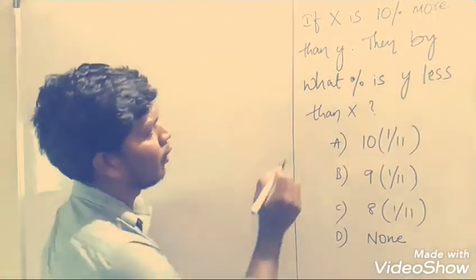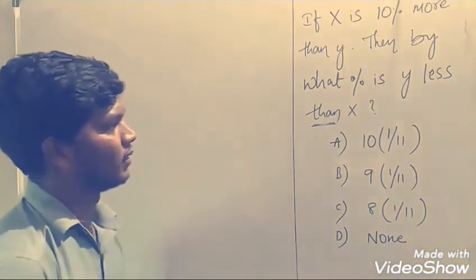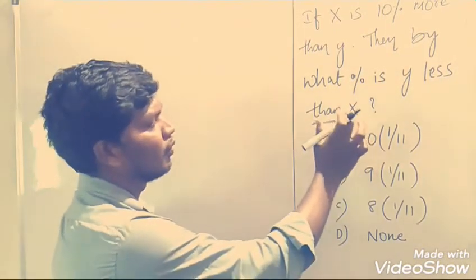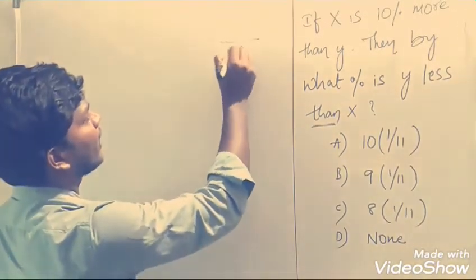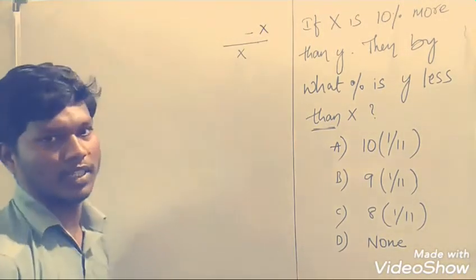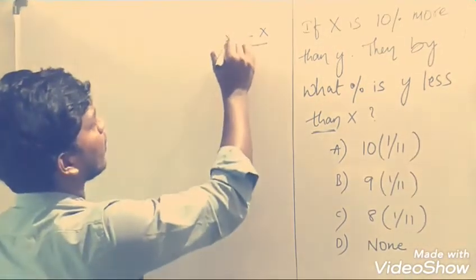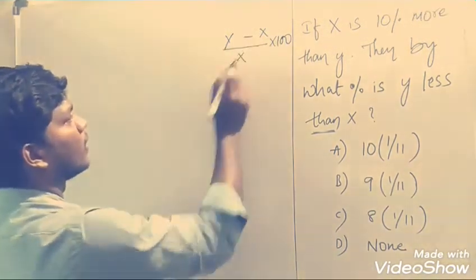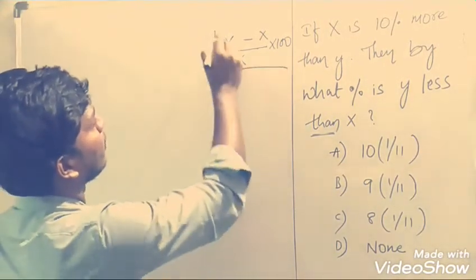Because we have found the word 'than', and after 'than' we have x, so in formula number 2 we must write x in the denominator. And the next thing is we must write x in the second place, as we already discussed in the last class. The remaining thing is y. So our formula is (y minus x) by x into 100. This is our required formula.